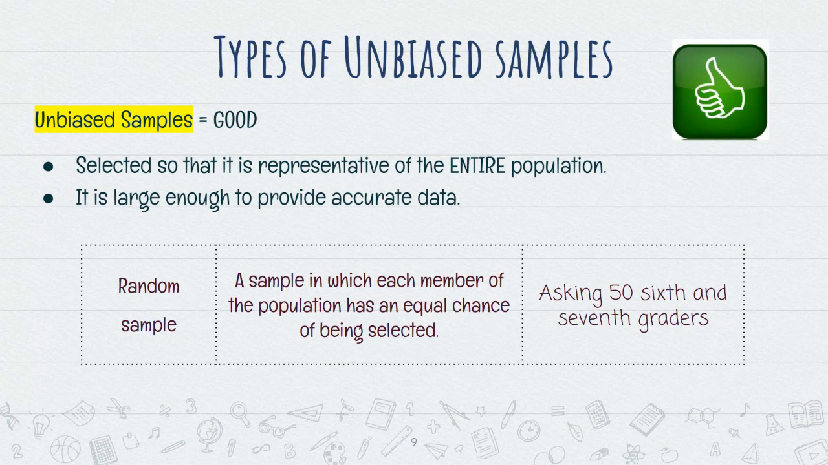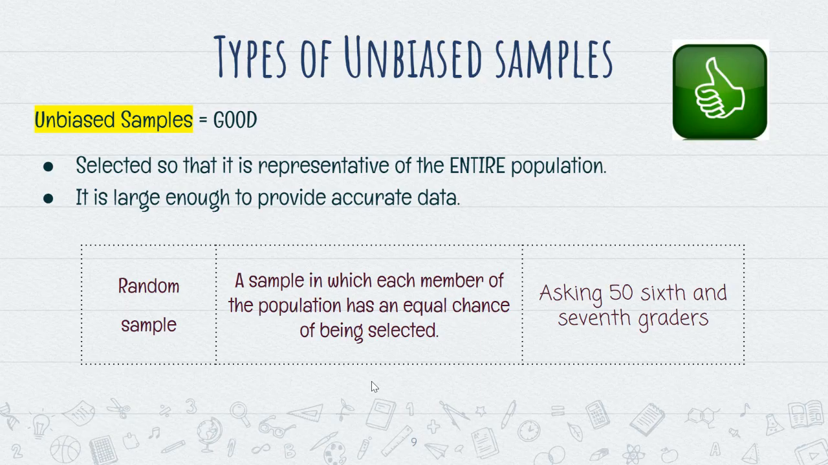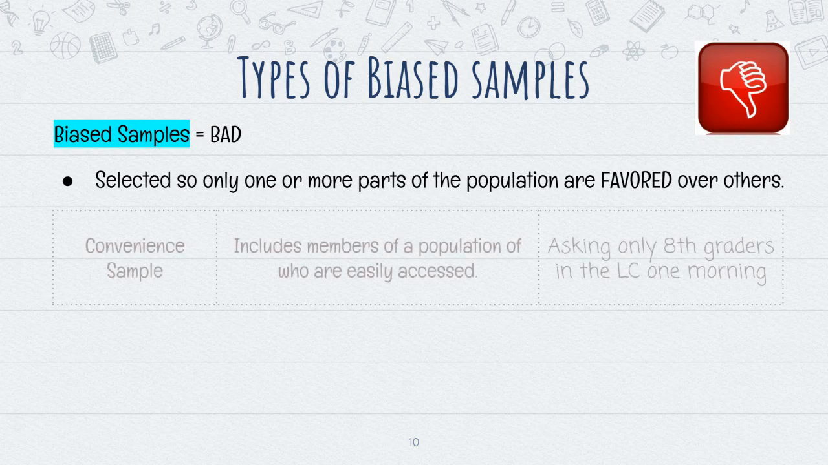So types of unbiased samples. An unbiased sample, which is good, is a random sample. That's a sample in which every member of your population has an equal chance of being selected. So for example, in our lunch situation, right, if we were to ask 50 random 6th and 7th graders, that's a random sample.